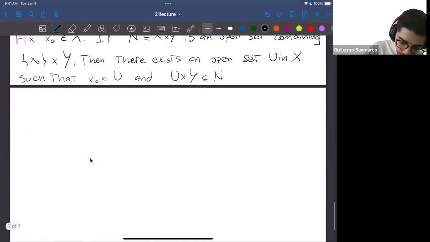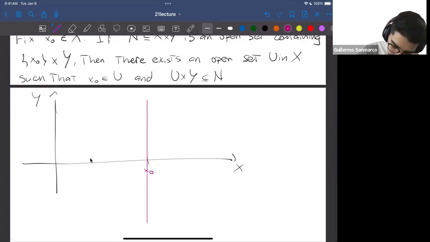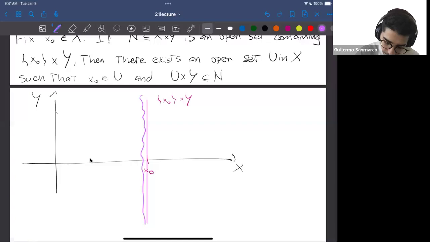I will redo these big drawings in a second. So here's my X, here's my Y. To illustrate this, I don't need to assume Y is compact. So here's my x naught, some arbitrary point in X. Here's the slice, x naught cross Y, all these points. What we don't really know is what N is, but we know it's an open set that contains this entire slice. This is my N.